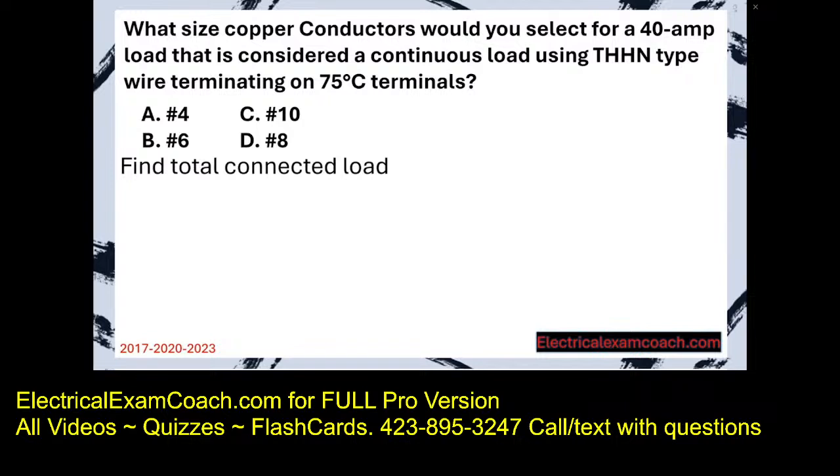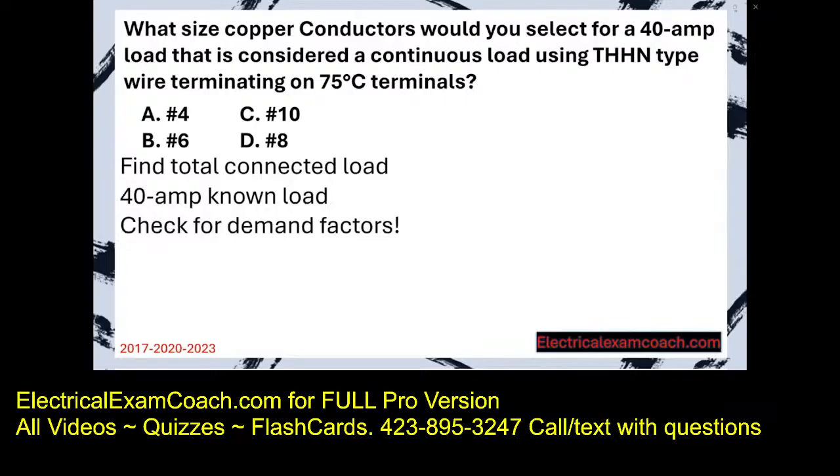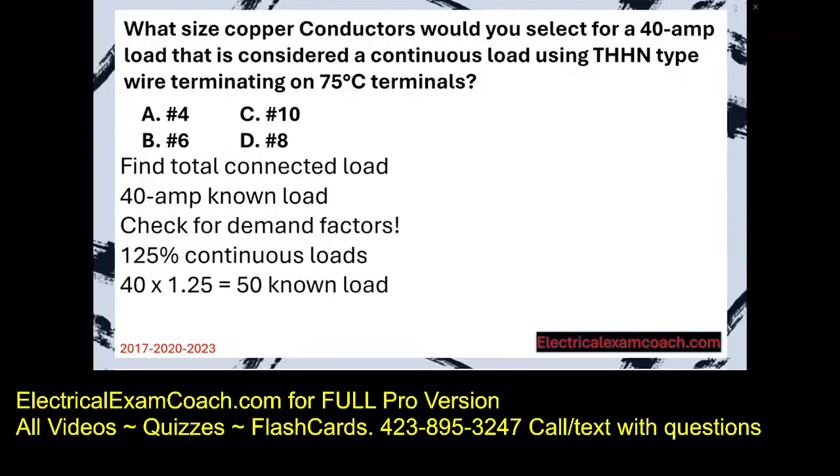In this case, our starting known load is 40 amps. Well, we have to check for demand factors, but they've already let us know that it's going to be considered a continuous load. We take our original known load, multiply it by 1.25, and that gives us a new known load of 50 amps. And all of our wire must meet or exceed the known load.